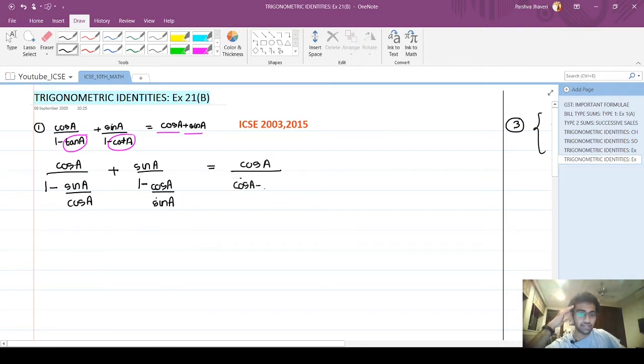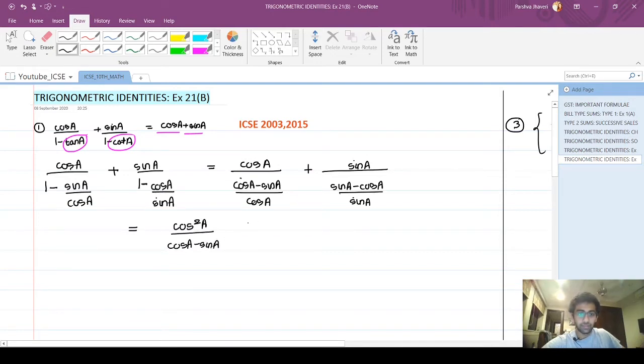Get cos A minus sin A upon cos A, plus sin A upon sin A minus cos A upon sin A. This is what I get. Now this is a certain thing upon a fraction, so it gets reciprocal. So I will get cos square A upon cos A minus sin A, plus numerator into reciprocal of denominator, so sine square A upon sin A minus cos A.